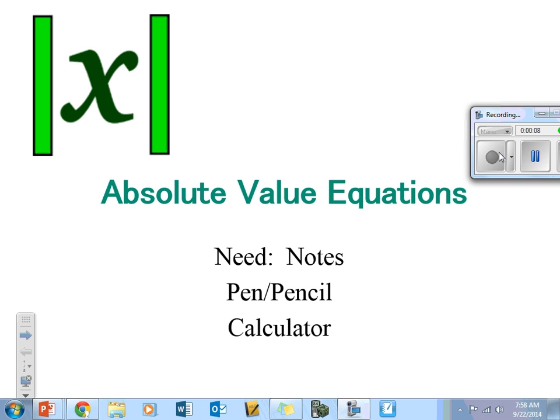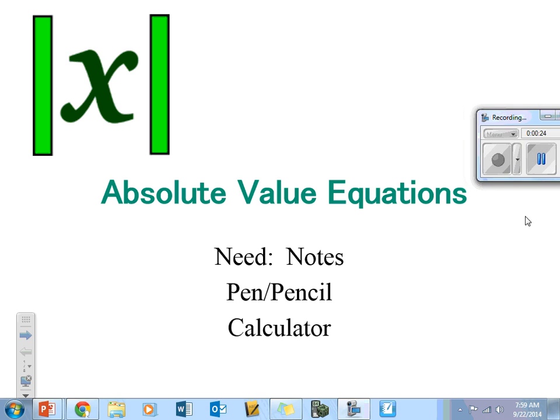Some of you may have seen this depending on your Algebra 1 experience, but most of you have not seen this. And so today we're going to talk about absolute value equations and how to solve them. So you need your pencil, calculator, and your notebook, and we'll get started.